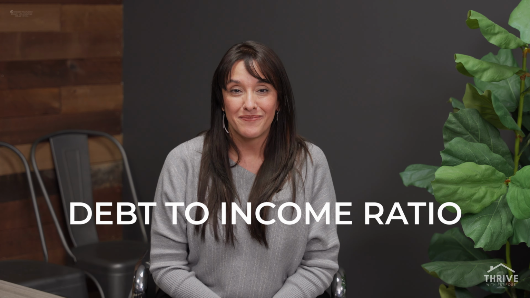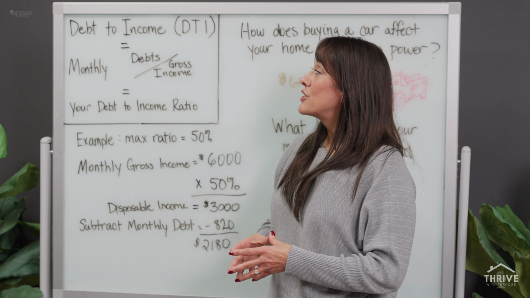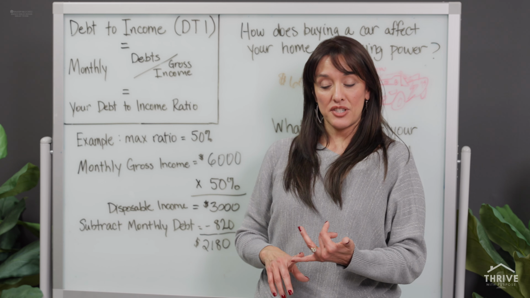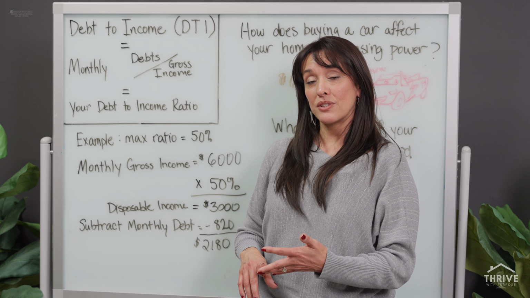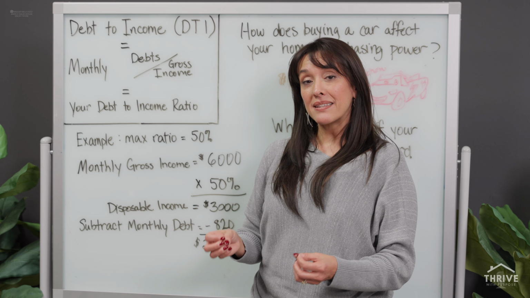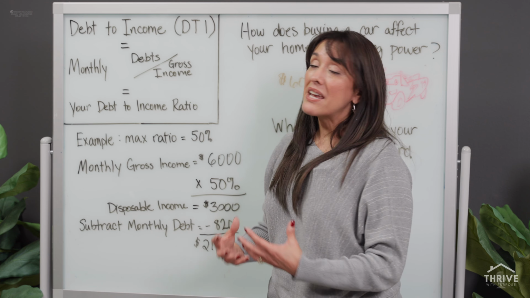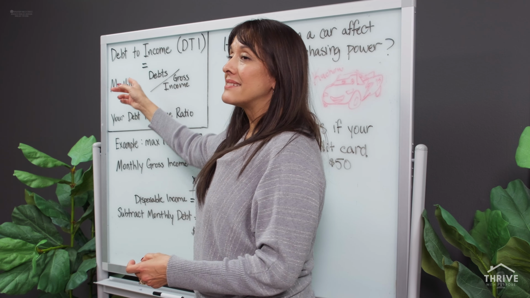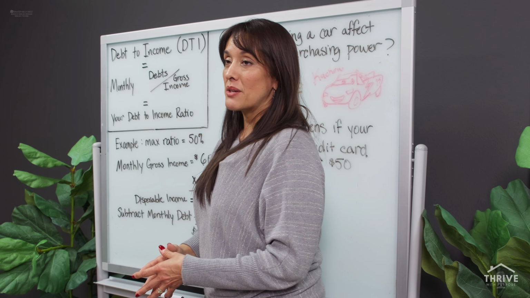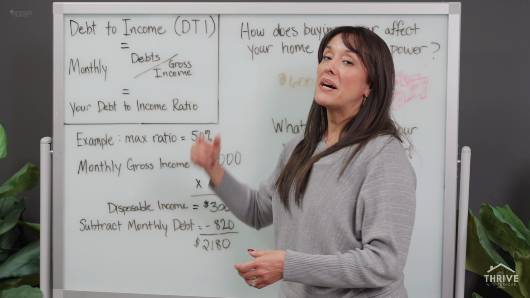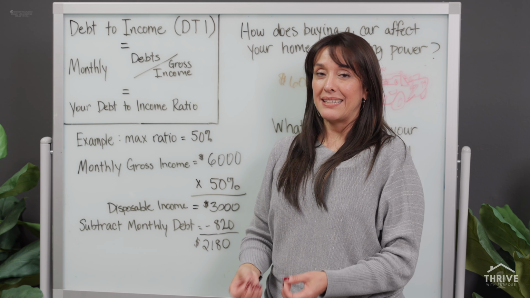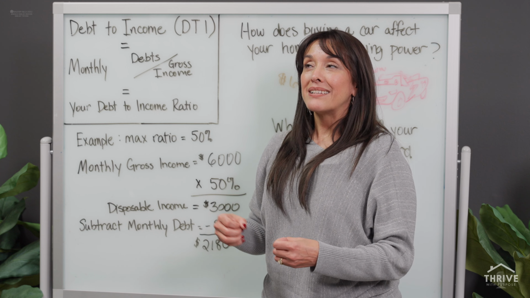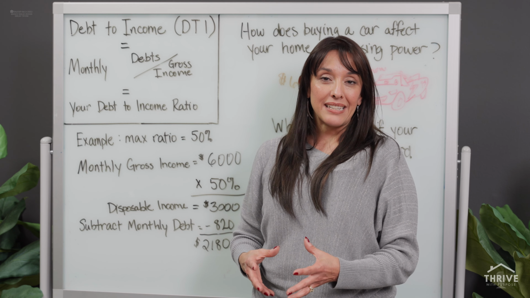to income ratio, DTI. So your debt to income ratio is basically comparing your monthly debts such as credit cards, car payments, and student loans compared to your monthly gross income. And the way that you calculate that is by taking that monthly debt, think about things that are just on your credit report, and you're going to divide that by your gross monthly income. So this is your debt to income ratio, but let's talk about how you would go about calculating it.